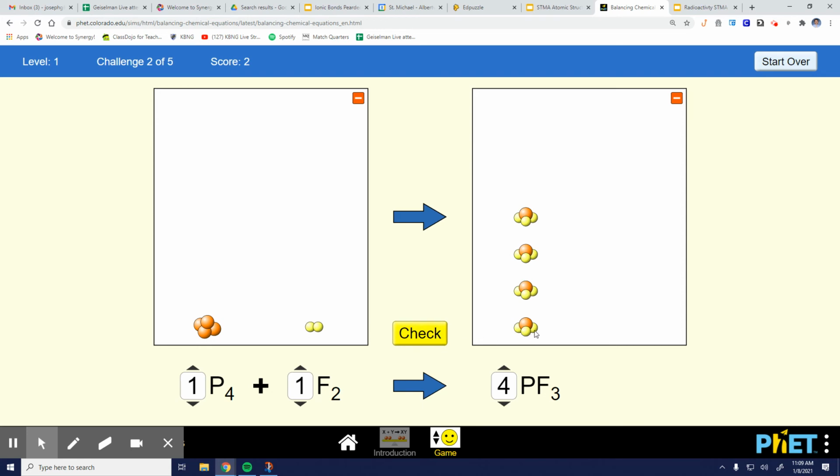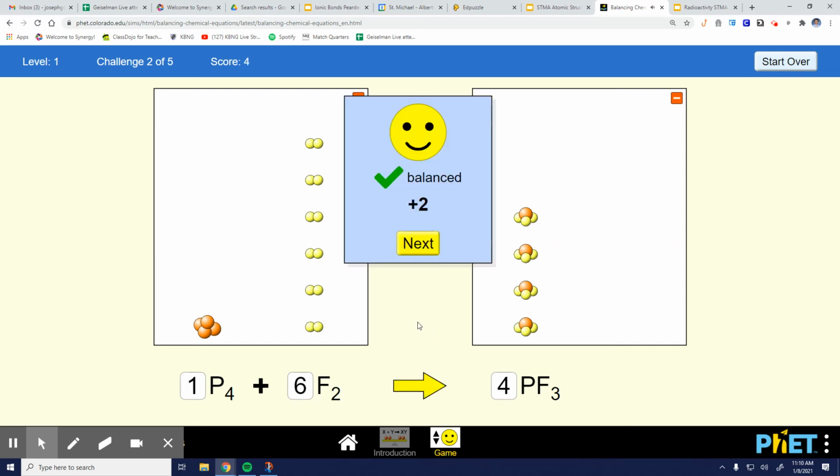And that leaves me with 1, 2, 3, 4, 5, 6, 7, 8, 9, 10, 11, 12 fluorines. Well, 12 is equal to F2 times 6. That would give me 12 fluorines on this side. So my phosphorus, 4, equals the 4 over here, and my fluorines equal the 12 on this side and the 12 on this side. Let's check. It's balanced. All right.